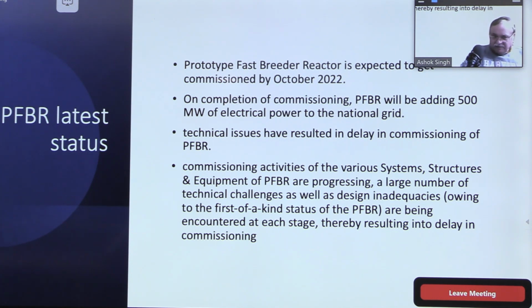Obviously, we can't say that it will be delayed further. Maybe it will be ready by October 2022. Now notice, when it is commissioned, it will add 500 megawatts of electric power. But more important are the other aspects of the achievement that we'll talk about in a moment. Why has it been delayed so much? Technical issues. Obviously, there are a lot of technical issues and problems.